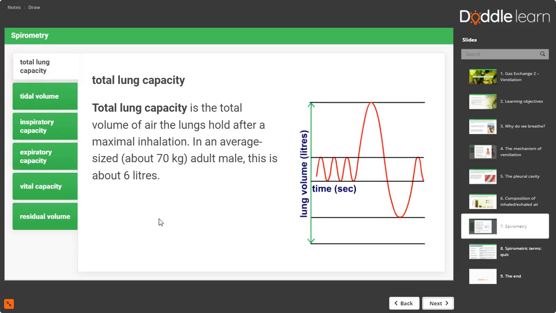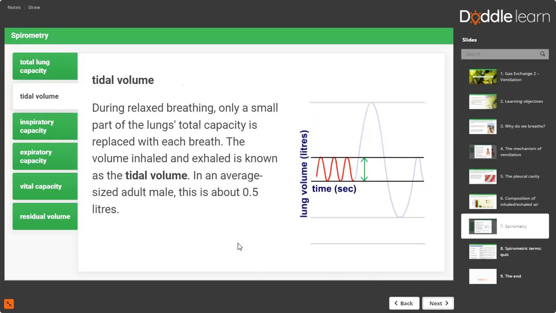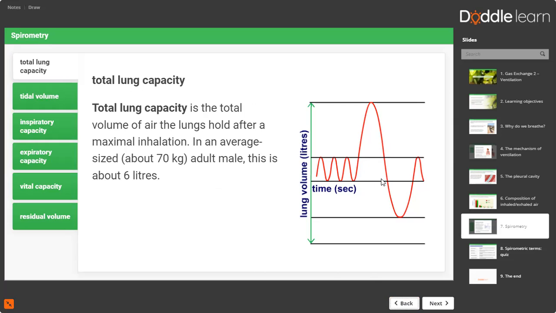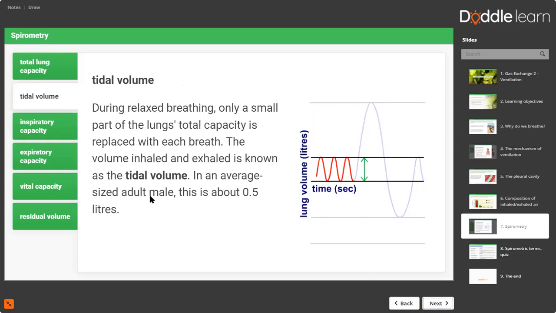So we can measure our total lung capacity, so that's how much air our lungs can contain at the most. Total lung capacity is the total volume of air the lungs can hold after a maximal inhalation. So that's the largest inhalation we can make. In an average size 70 kilogram adult male, this is around 6 litres. So then we also have our tidal volume.